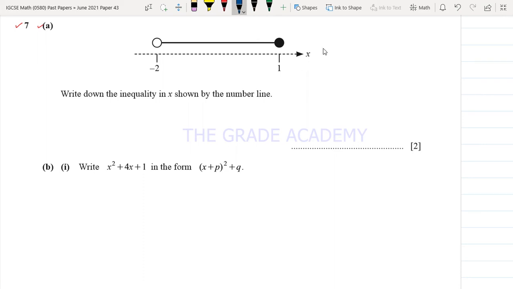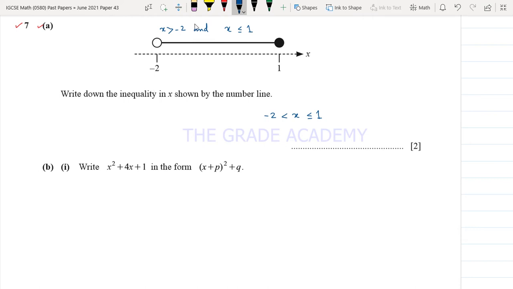Okay, so here for the numbers x, x is strictly greater than minus 2 and x is less than or equal to 1. Okay, so if we combine them, we can also write them in the form of a single inequality as negative 2 is less than x and x is less than or equal to 1. Okay, so here x shows all the numbers which are greater than minus 2 and less than or equal to 1. So x shows all the numbers which are between minus 2 and 1, including 1 but excluding minus 2.